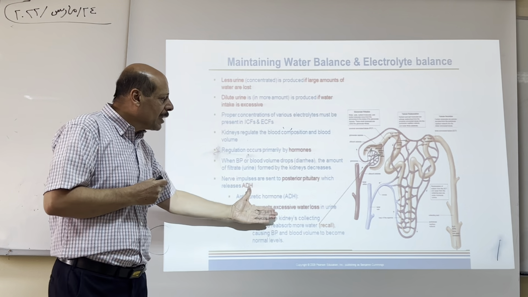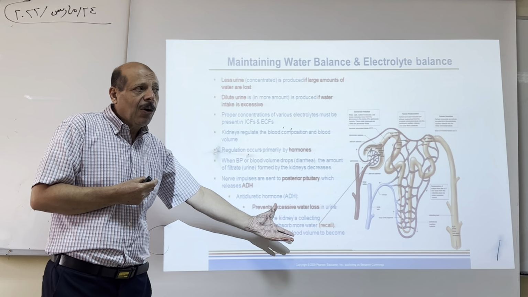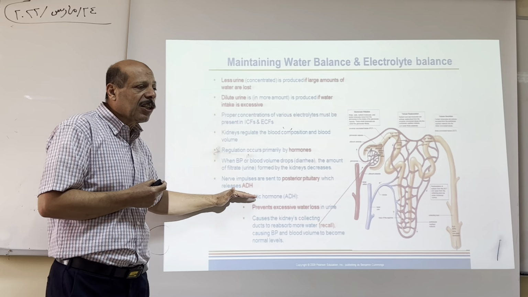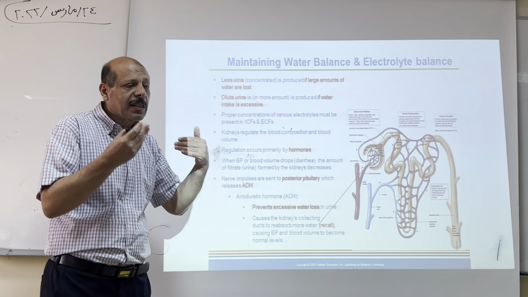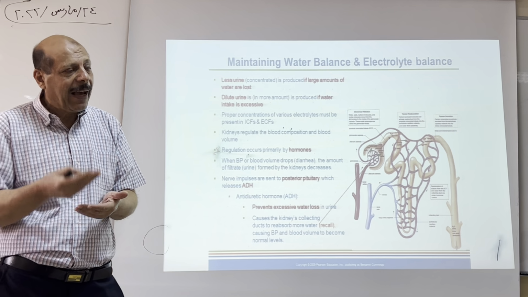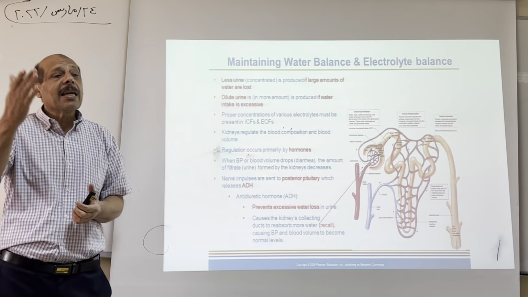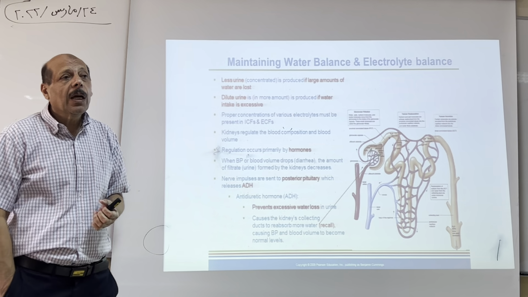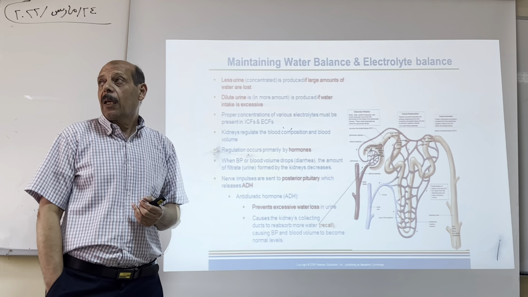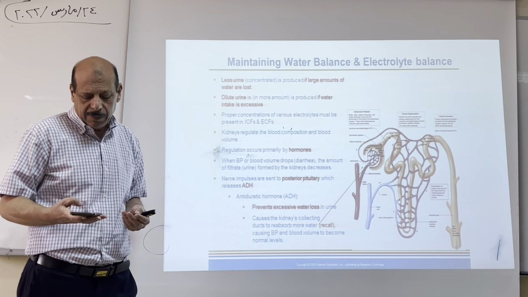If the kidney is failing to do that, or there is a problem with the excretion of antidiuretic hormone, in this case we will have dehydration. Dehydration will start. In this case, we have to get an external supplement.